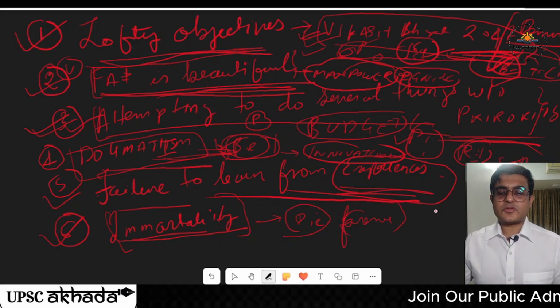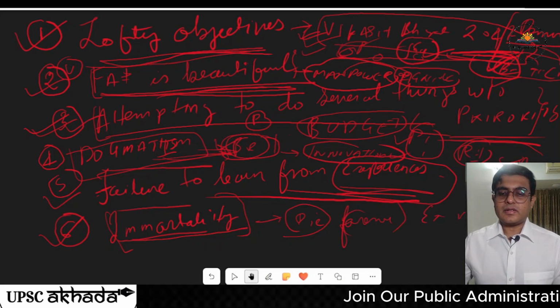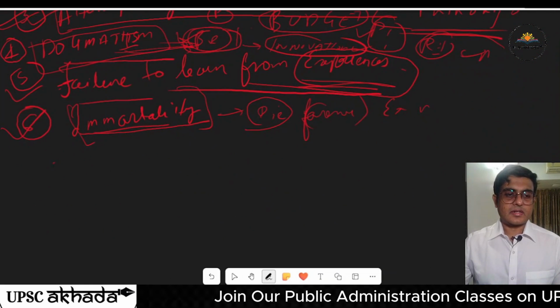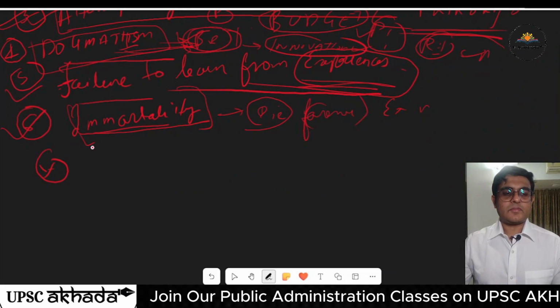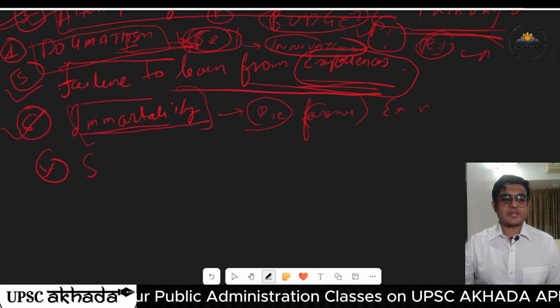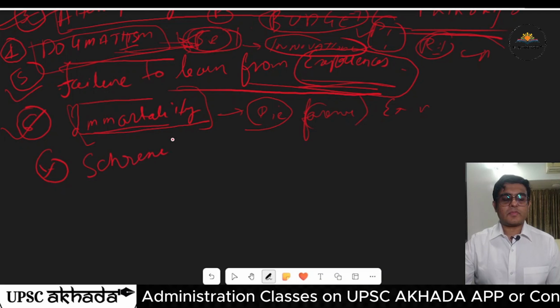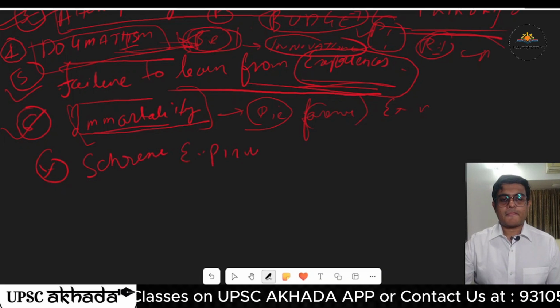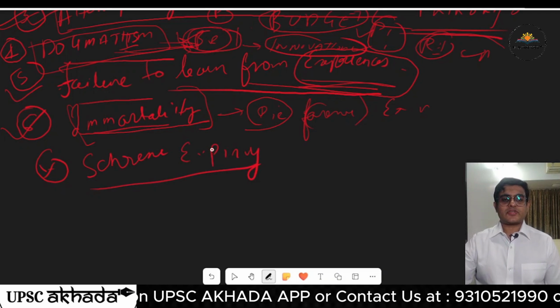So every scheme should have an expiry date. Mortality should be there; immortality should not. Every scheme, policy or government organization should have an expiry.